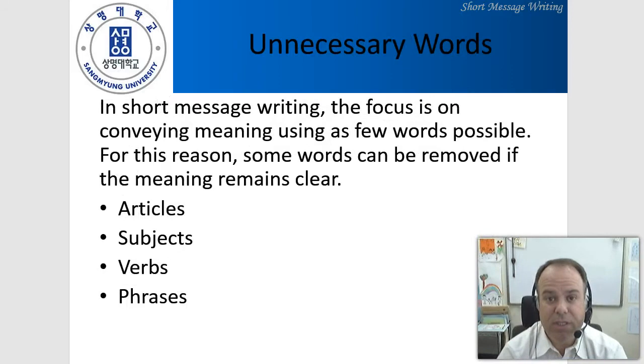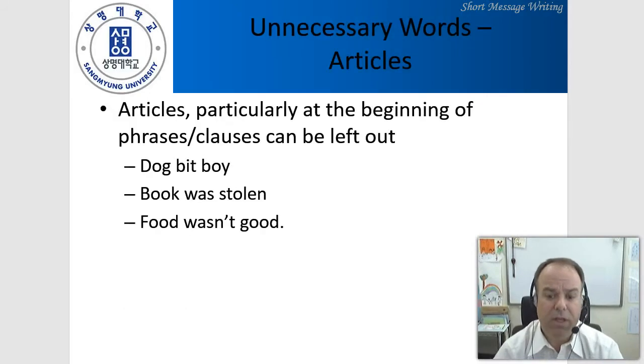So abbreviation isn't enough. Sometimes we can just get rid of words entirely, or phrases even. A lot of the things we can get rid of are articles, subjects, verbs, and some longer phrases. So take a look at the articles. Articles can be left out because they're understood, and as long as it doesn't impact the meaning too much, then it's no problem. So, dog bit boy. Now, this is very much shortened, and both of the articles are left out of here. Generally, it might be the dog bit the boy or a dog bit a boy.